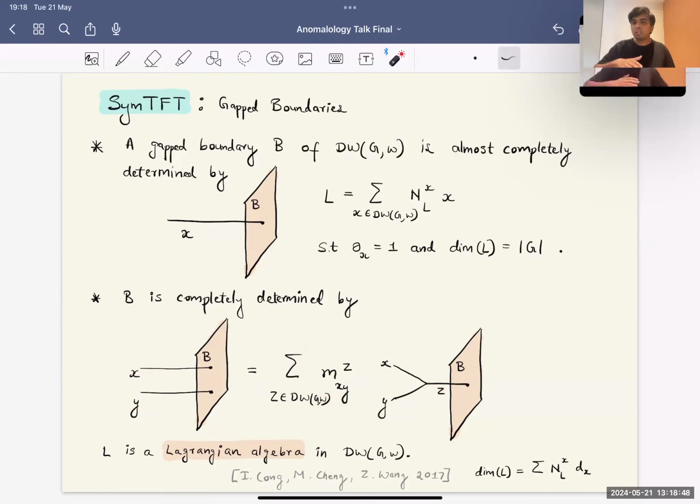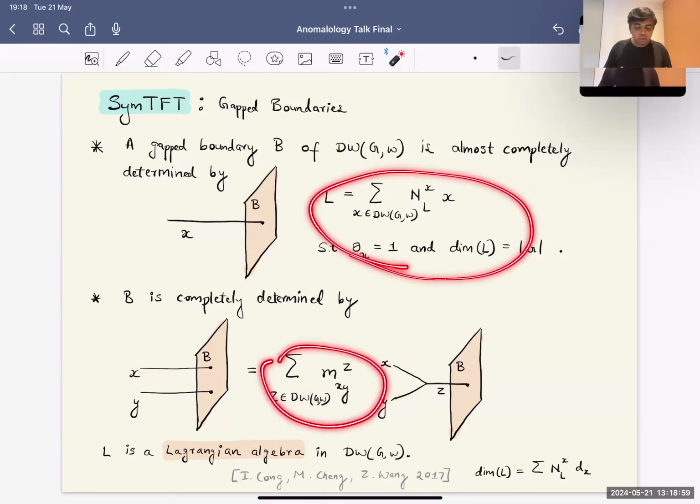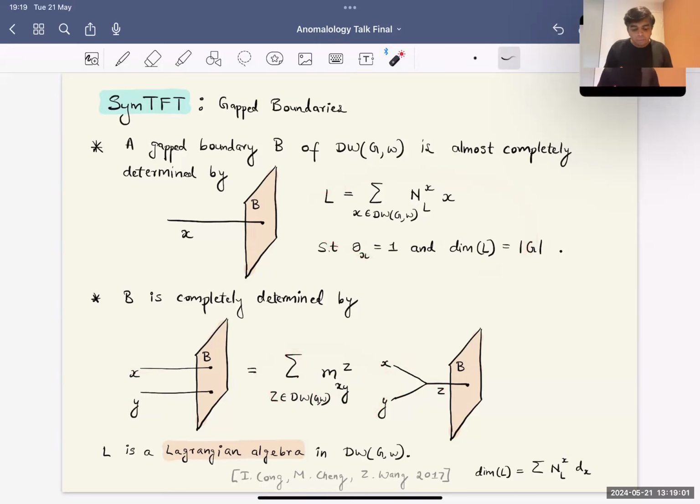I will not go into the consistency conditions because we will not use this M directly in the examples that we have, but these can be found. And these conditions, along with these complex numbers, mean that L is a Lagrangian algebra. This is the definition of a Lagrangian algebra. And this is the data that determines the gap boundary.